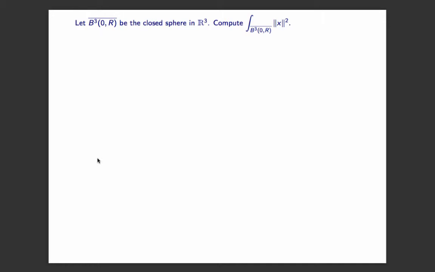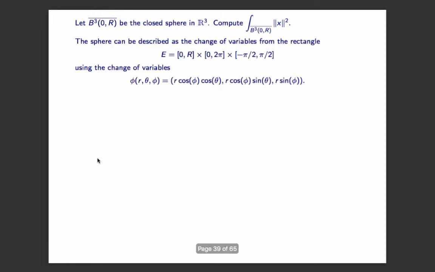Okay, let's look at another example. So let's consider the closed sphere in 3 dimensions, and let's compute the integral of the norm squared of a vector x, of course in 3 dimensions. So the sphere can be described as the change of variables from a 3-dimensional rectangle, otherwise known as a rectangular prism, using the following change of variables.